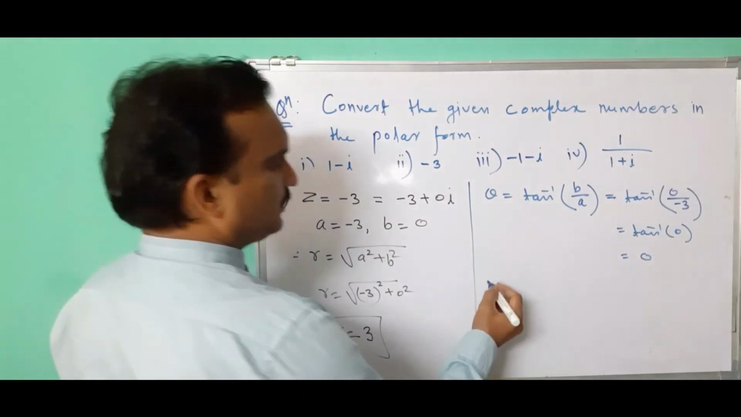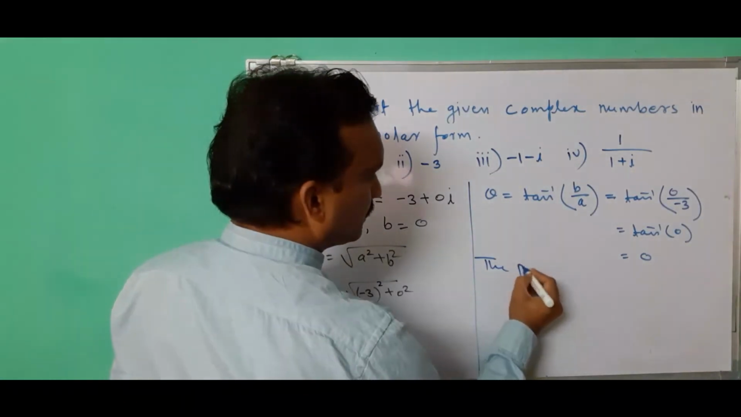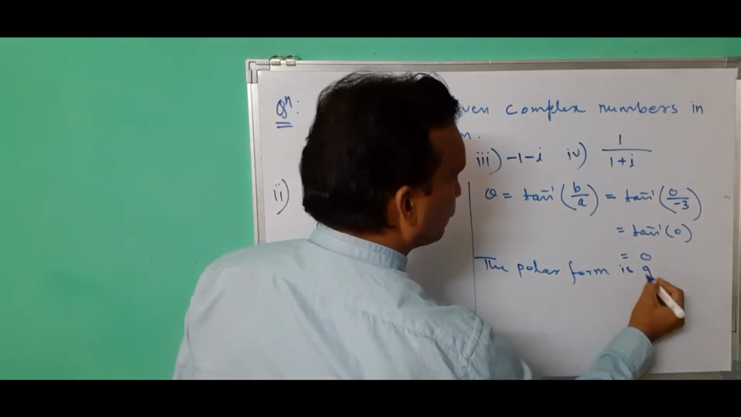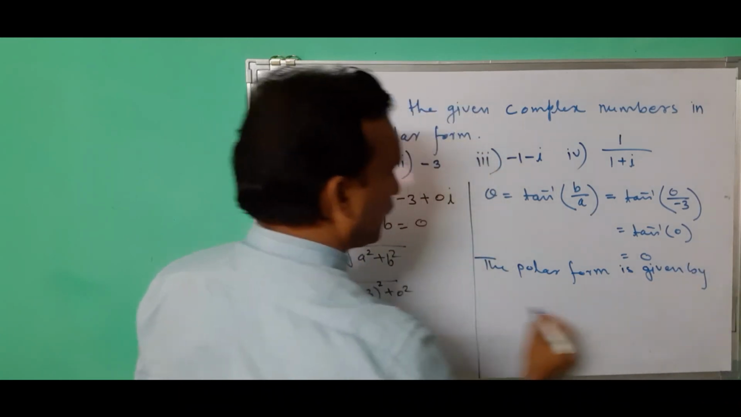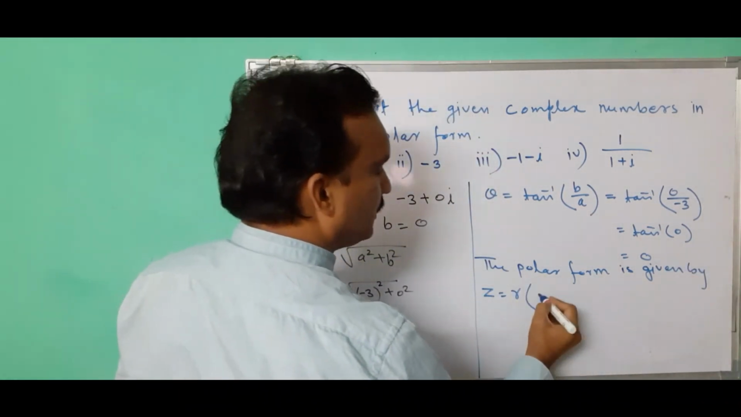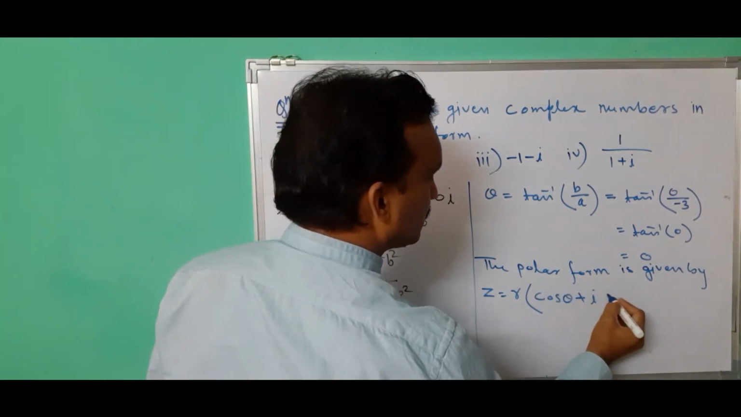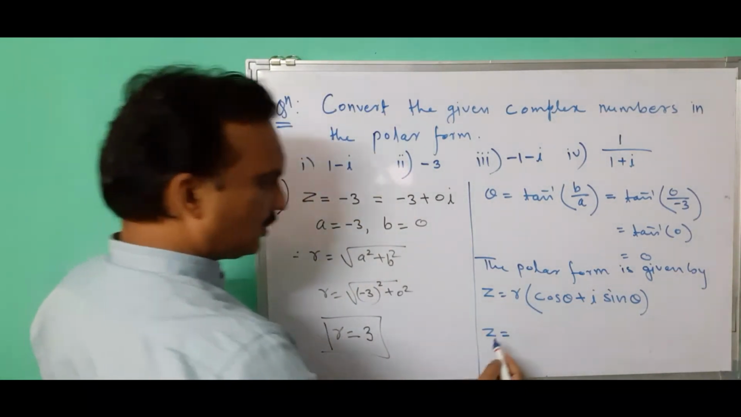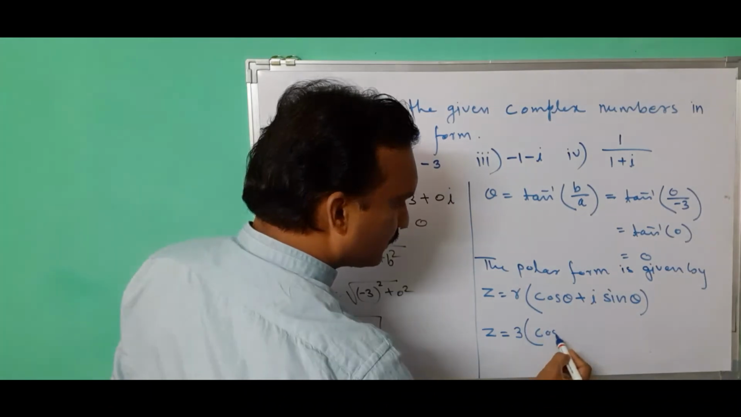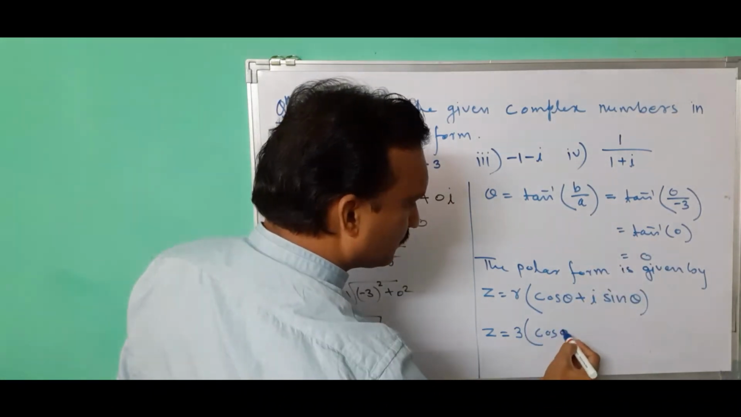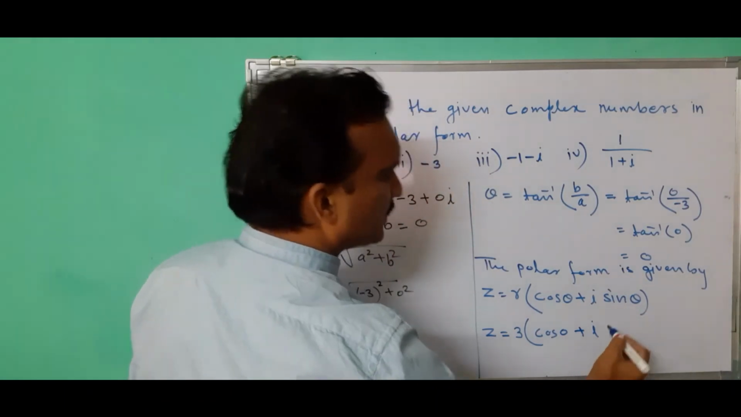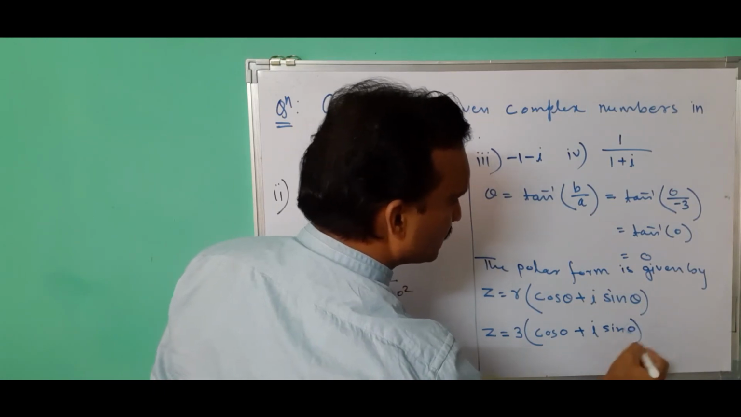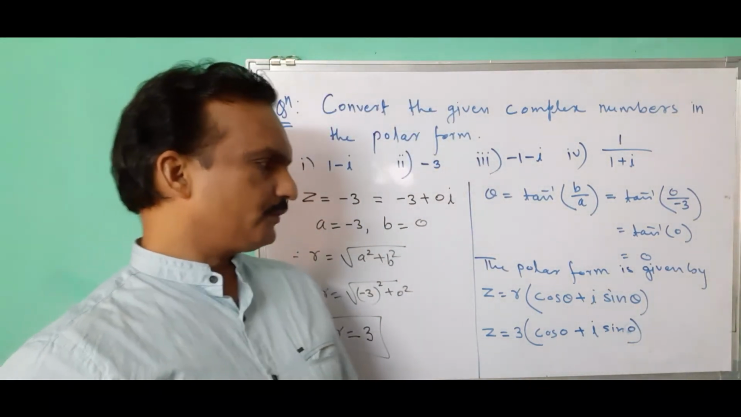Now the polar form is given by z is equal to r into cos theta plus i sin theta. So here z is equal to, what is r? 3 cos of theta, theta is 0, plus i into sin theta, again theta is 0. So this is the polar form of the complex number.